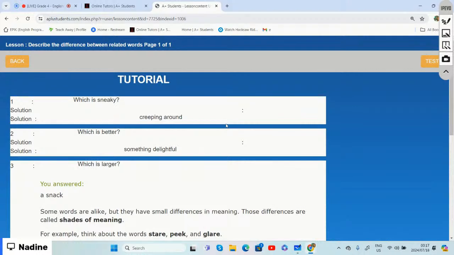If you look at the one here, it says sneaky. And sneaky, if you want to be sneaky, right, then it means that you're creeping around, you're fooling around, right? That is when you are being sneaky. And something that is better, we would say, is delightful.